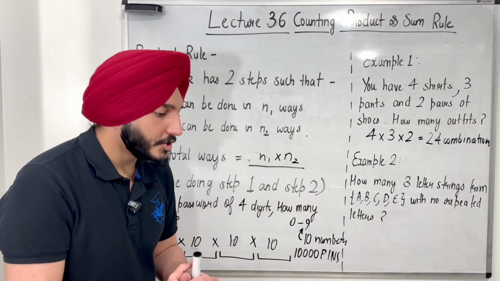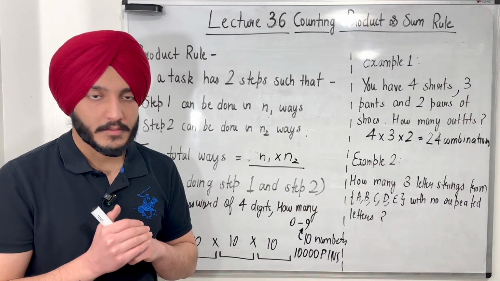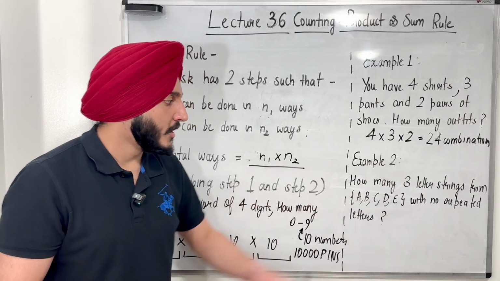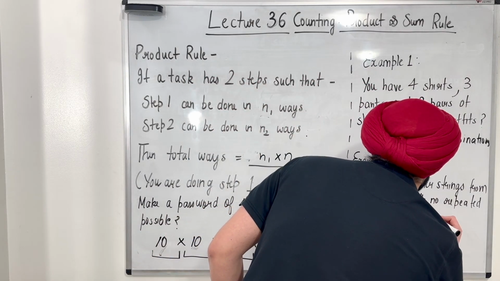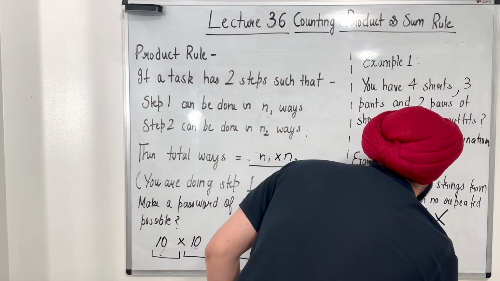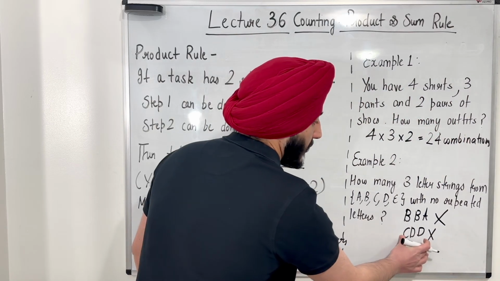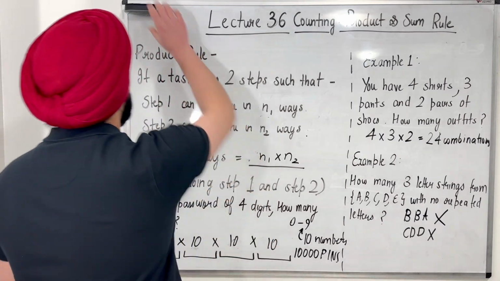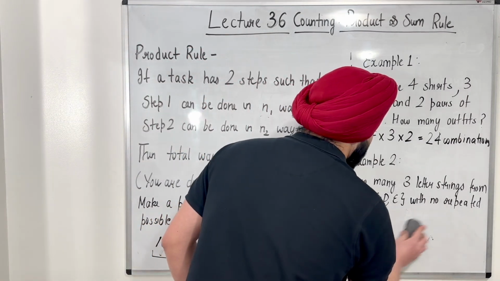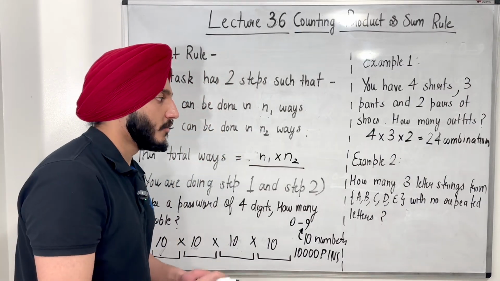And the property is that you cannot repeat any of the letters. Meaning you can't do A, B, B, A, or C, D, D. This is not possible. You cannot repeat a letter. That's very important. Okay, so how many total possibilities would there be? Let's try to understand this question.